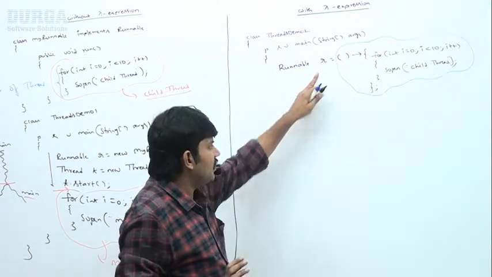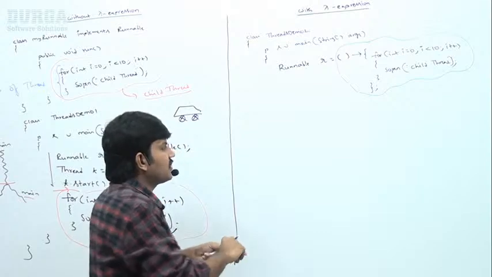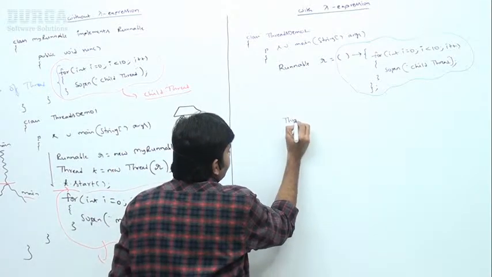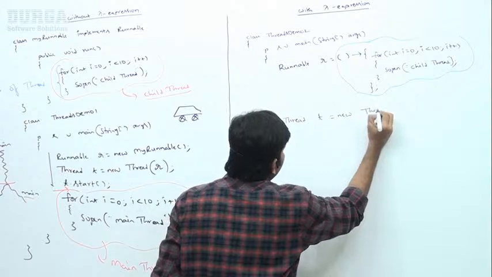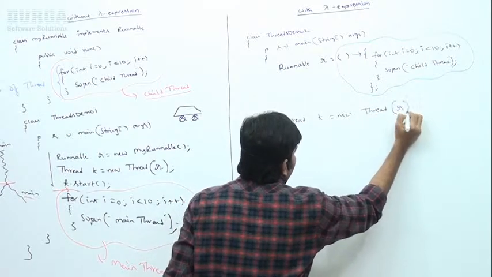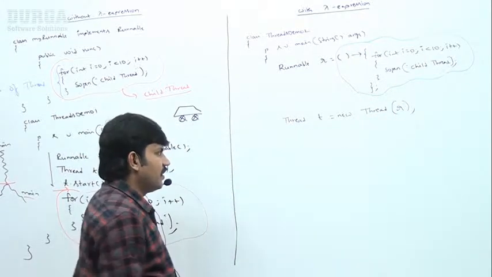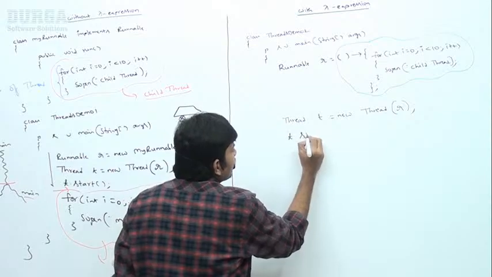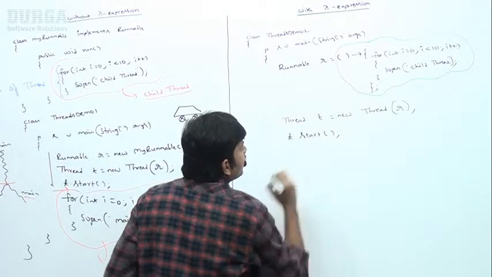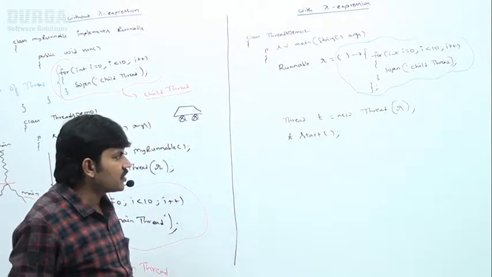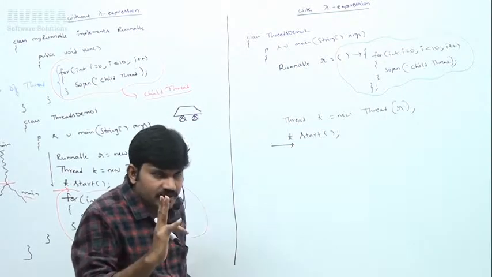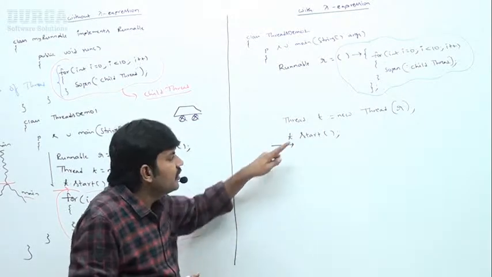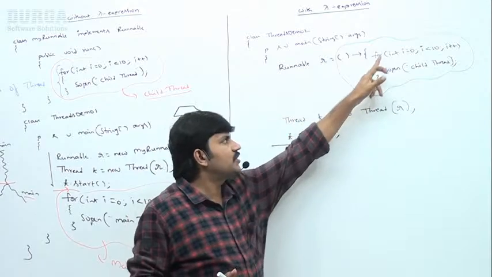Sir, Runnable r is ready. The remaining code is the same. Create a thread: Thread t = new Thread(r), and then t.start(). Now, at this point of time, how many threads are there, sir? Two threads: the main thread and the child thread. The child thread's job is this code.